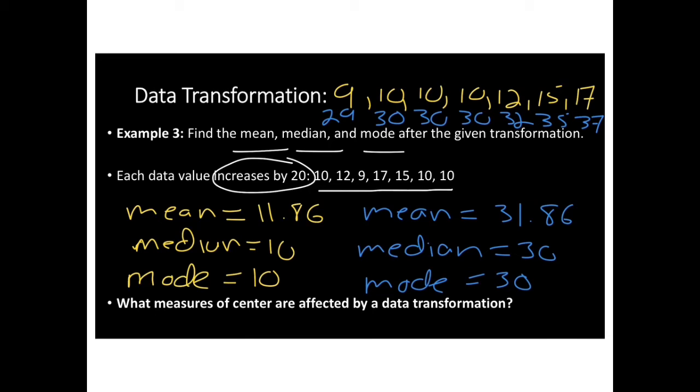So when we increase the entire data set by a value, the mean, the median, and the mode will all increase by the exact value, which means you don't have to actually do any math. As long as we know the original data set, we can add 20 to each one of those measures to get our new measures.